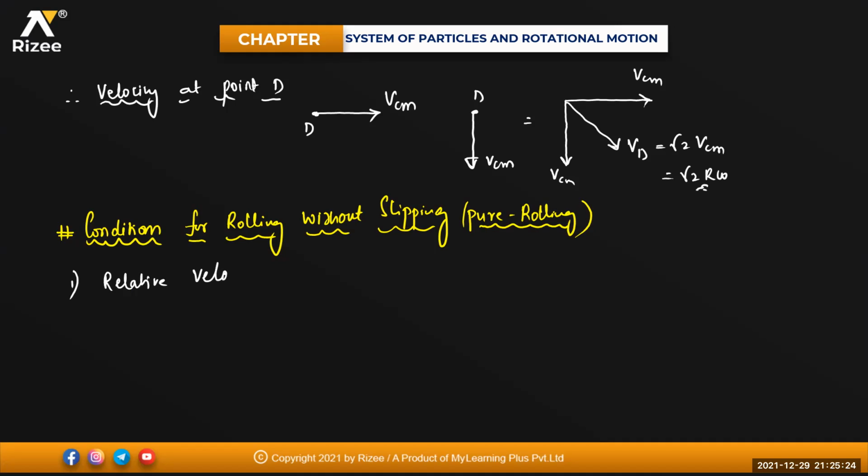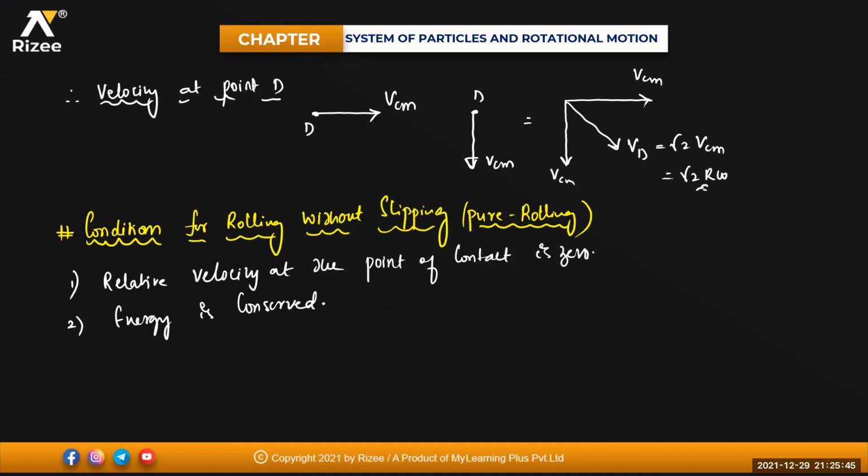Relative velocity at the point of contact is 0. Okay. Number 2. Energy is conserved. Energy is conserved. That means when a body is rolling without slipping on a stationary surface, some of your translation kinetic energy should always be conserved.